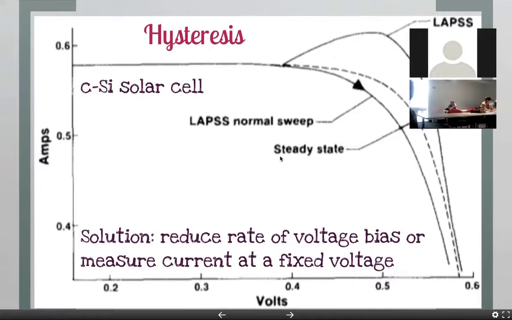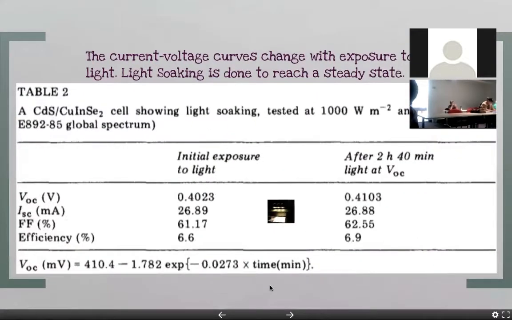So this is something we have to be very careful about, and the solution is to reduce the rate at which this voltage bias is changed. In other words, you try to do this as slowly as possible, or measure the current at DC steady state, fixed voltages. So you could stick a bias here, measure the value, then very, very slowly move to the next one, measure the value, and you allow the system to reach a steady state before you do the measurement. Of course, in a manufacturing situation, you can't afford to do that because you need to do these measurements super fast, right? But that's a big problem that people have to deal with.